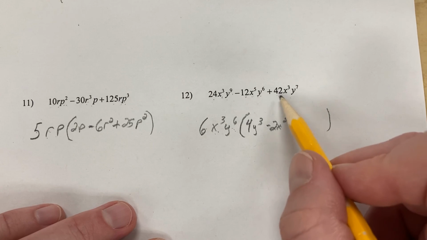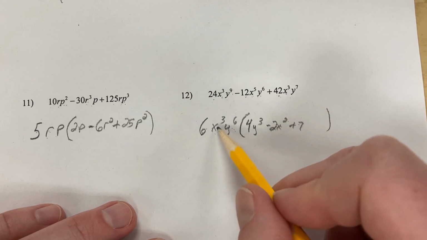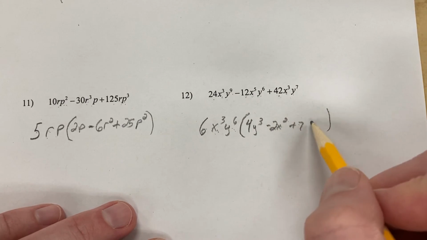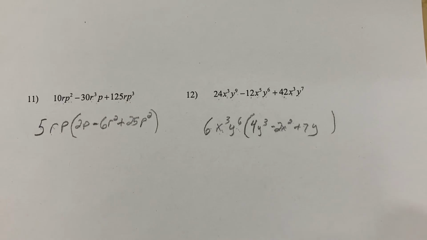They're all gone. 42 divided by 6 is 7. We had 3 X's, we pulled them out. We had 7 Y's, we took 6 of them away, so there's 1 left over. So that's part 1 of the review.